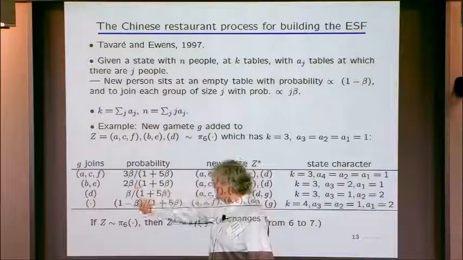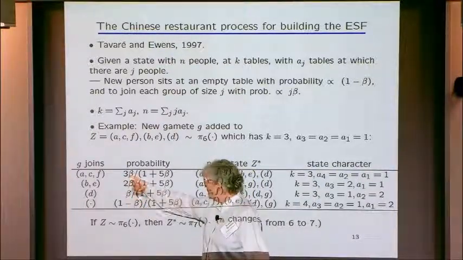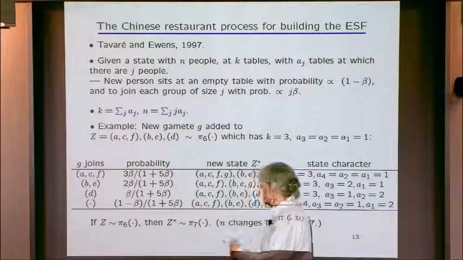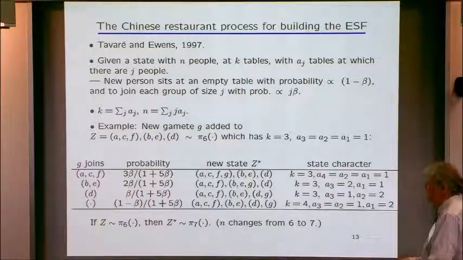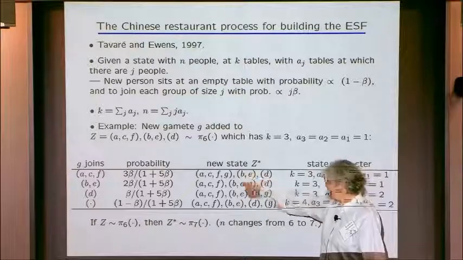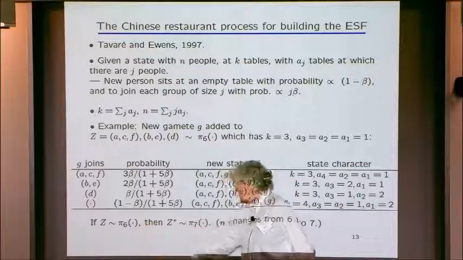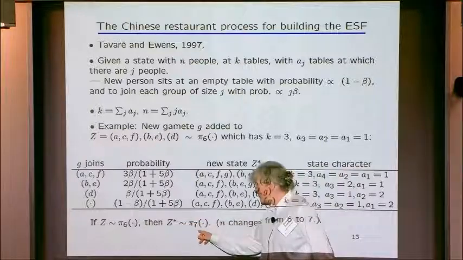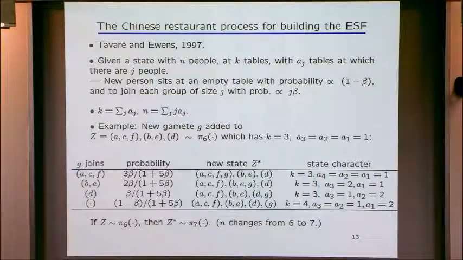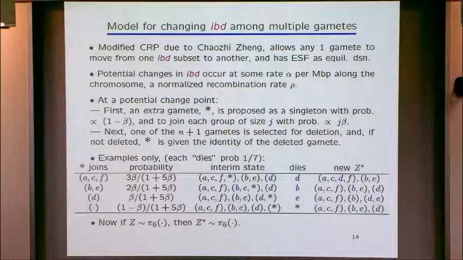So a little example here, we've got 6 gametes, 3 occupied tables, 3, 2, and 1. The new one comes in, sits down with probability proportional, so 3 beta, 2 beta, beta, or sits down at an empty table with probability proportional to 1 minus beta. And then you just have your new state, right, with the new gamete. And it's very easy to show that if you previously had the Ewens sampling formula on, in this case, 6 gametes, then your new state is Ewens sampling formula on 7 gametes. That's all very well, but I want to have an Ewens sampling formula as my marginal distribution on a fixed number of N gametes. I don't want to keep increasing my number of gametes, right? And as I say, all the best ideas are simple in retrospect, but this is a very neat idea due to Xiaozi Zeng on how to do this.